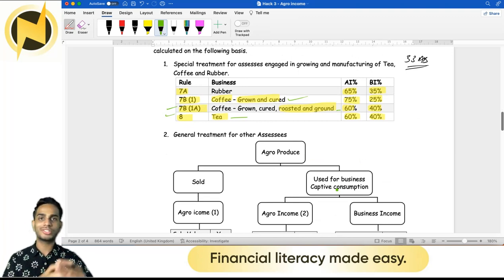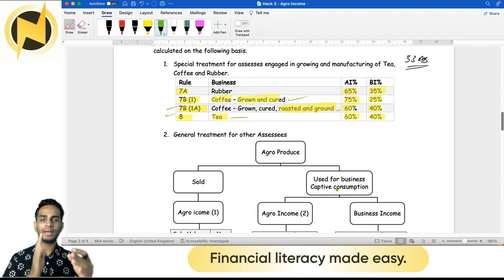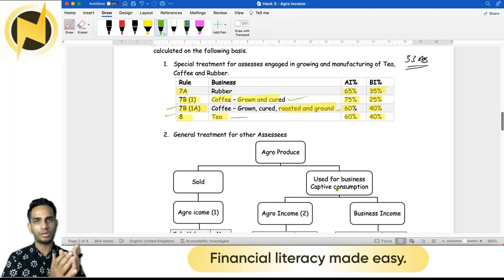Now we are going to the general treatment. Say for an assessee who's not into tea, not into coffee, not into rubber, but their activity involves agricultural operations and at the same time business activity as well. I'll give you an example. Say Lay's. Imagine Lay's cultivates their own potatoes. They have acres of land and they grow their potatoes, harvest their potatoes and take their own potatoes and make Lay's. And they sell Lay's.